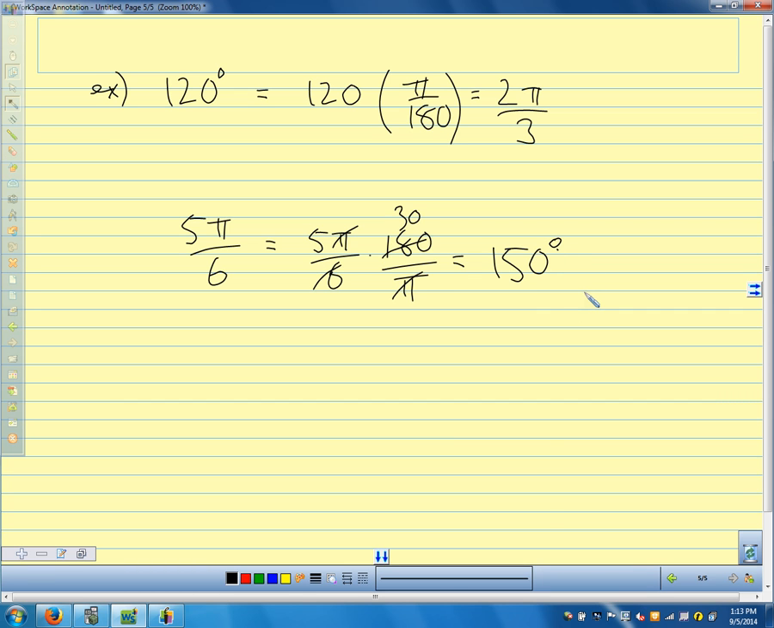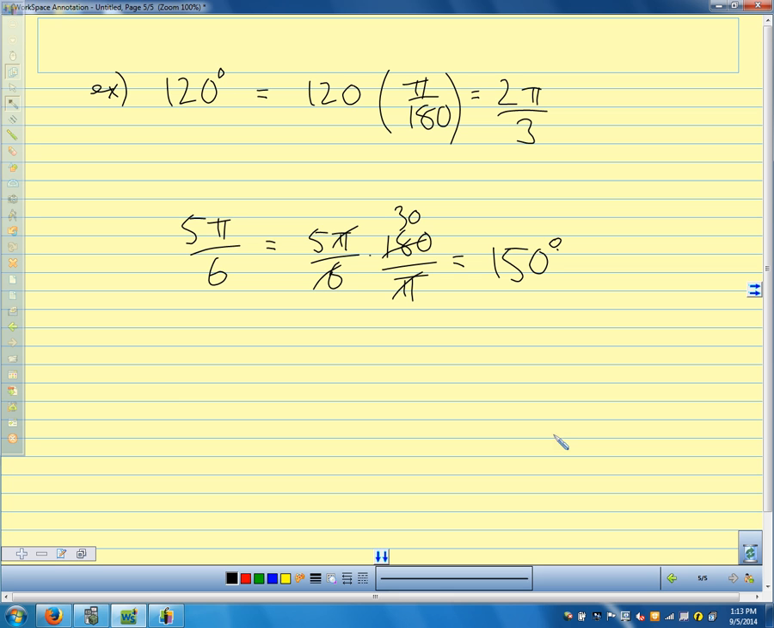So those kinds of problems, when it says give an exact answer or without using your calculator, it's asking you to work with those fractions. Everybody good there? Okay, pretty easy stuff, I think.